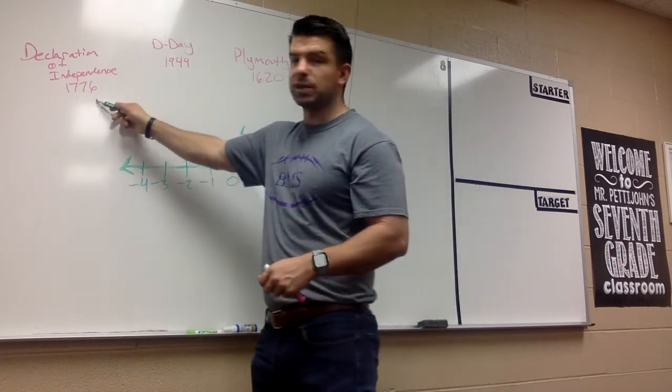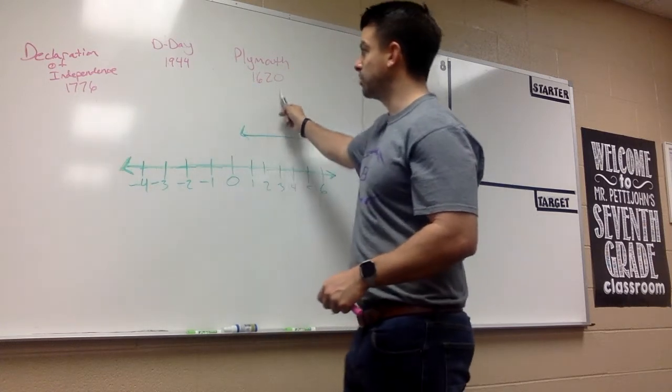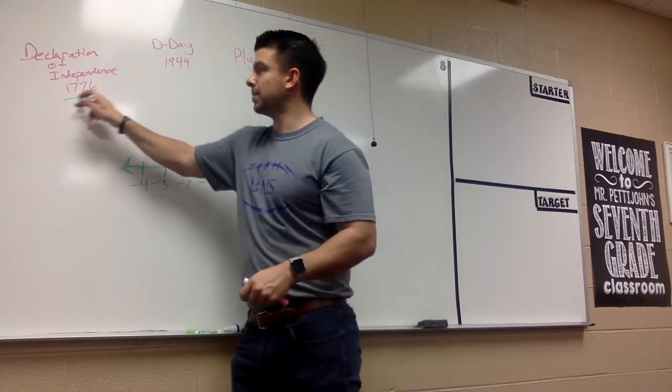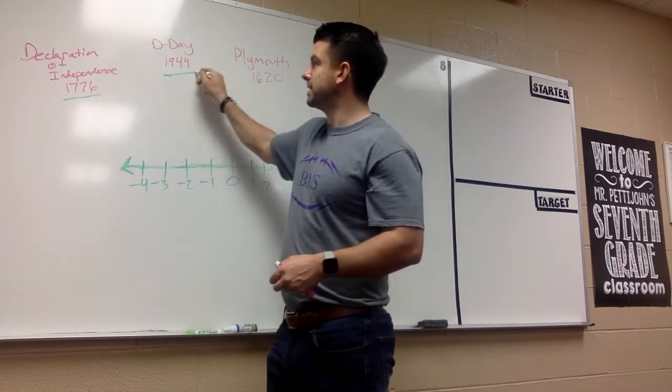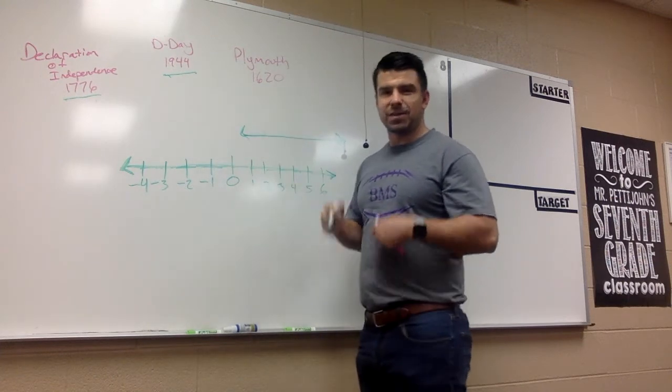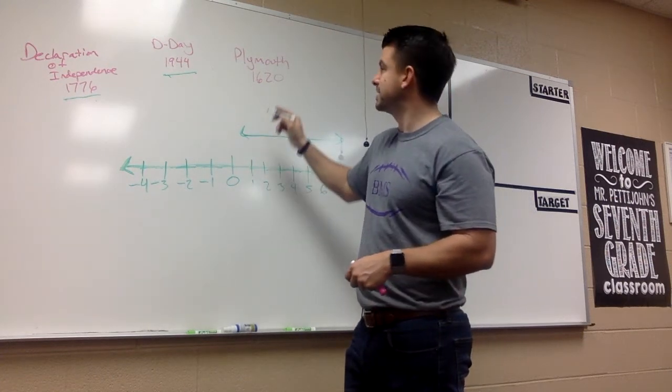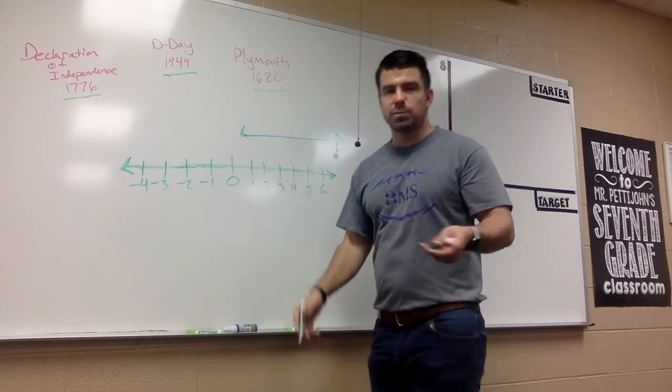I have the Declaration of Independence, I have D-Day, and I have Plymouth. Declaration of Independence happened in 1776. D-Day, the invasion of Normandy, happened in 1944, and then landing and the founding of Plymouth Rock happened in 1620. So how do we put these in order?